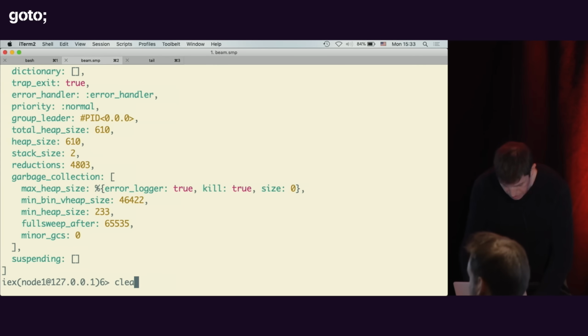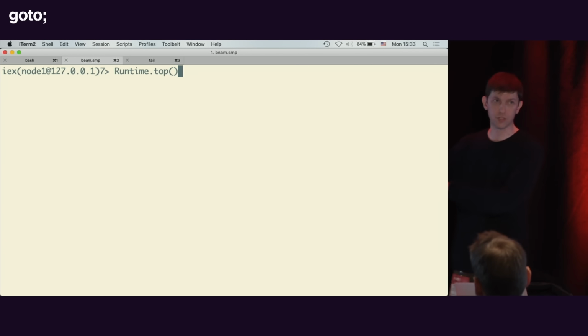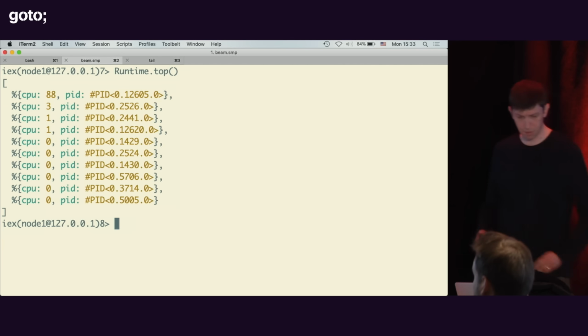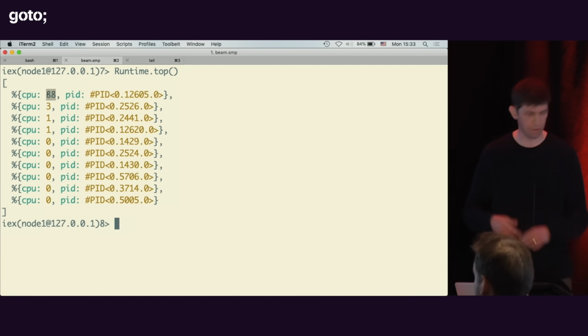This is pretty mechanical, so to speed things up and reduce the error surface in this demo, I wrote myself a helper function for this, but even without the function, it would be quite trivial to do. And so I invoke Runtime.top, and it gives me the top 10 CPU spenders in the past second. So I get a list of maps. A map is a key-value structure. Under the key pid, we have the process ID. And then under the key cpu, we have the percentage of CPU usage in the past second. And as we can see, the busiest process is by far the busiest.